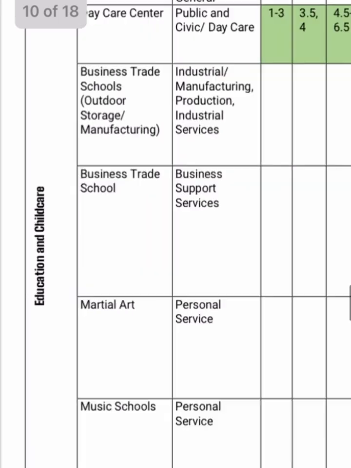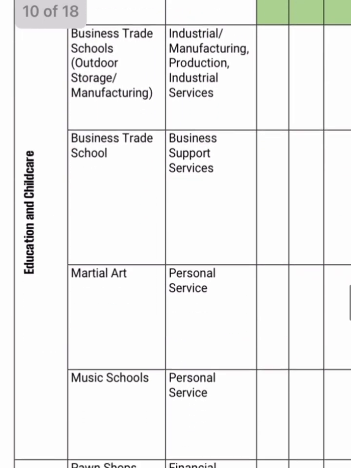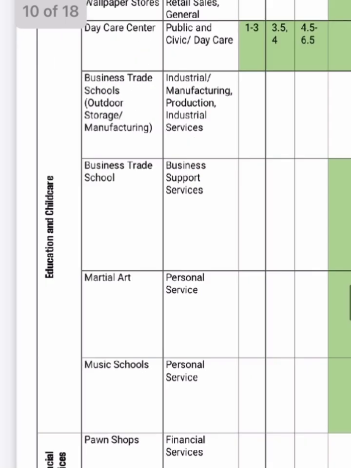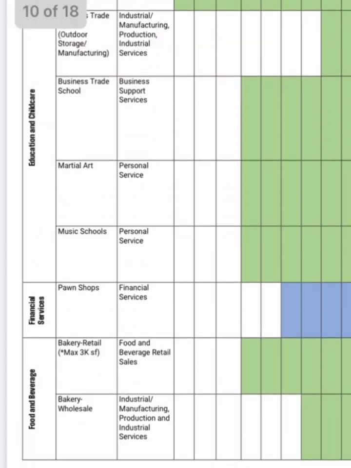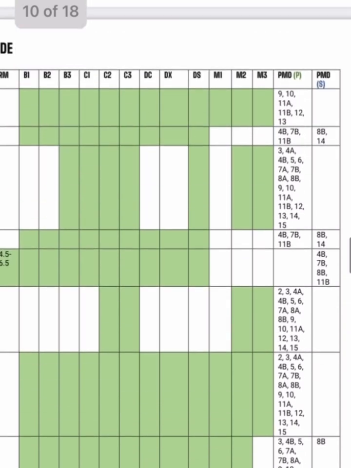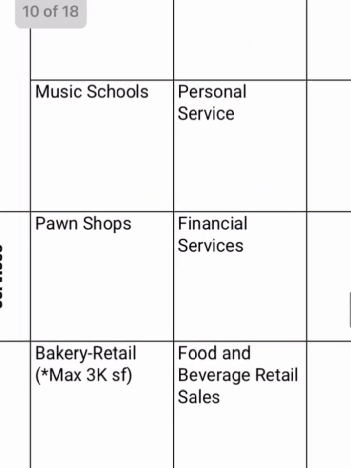Let's go to the next category. We've got education and childcare. So we have more business trade school categories, martial arts, music schools. Again, we want these everywhere. We want kids learning. We want teenagers learning. That's what keeps them out of trouble. That's what gives them skills to get jobs. Why are we limiting where these can go? They're limited in certain MD and the residential zones.